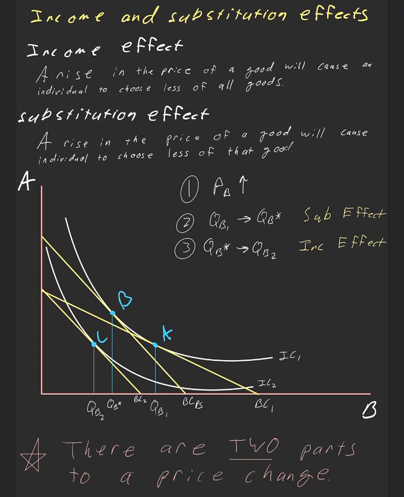I deleted all the pseudo curves. In fact, let's just do that really quickly. If I just took that pseudo curve out and I said, what's the effect here? We would go from here to here, and we would go from here to here, right? And we'd say the total effect is QB1 to QB star. How did we get there, though? It's the totality of the substitution effect and the income effect, okay? The big takeaway here is that there are two parts to a price change. Two parts to a price change. This is going to be important in any type of analysis that we're doing when we're looking at what the effect of a price change is going to be.